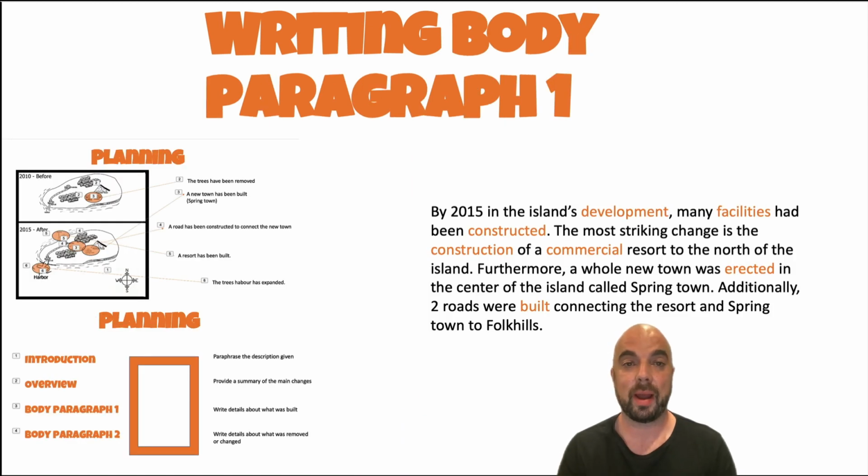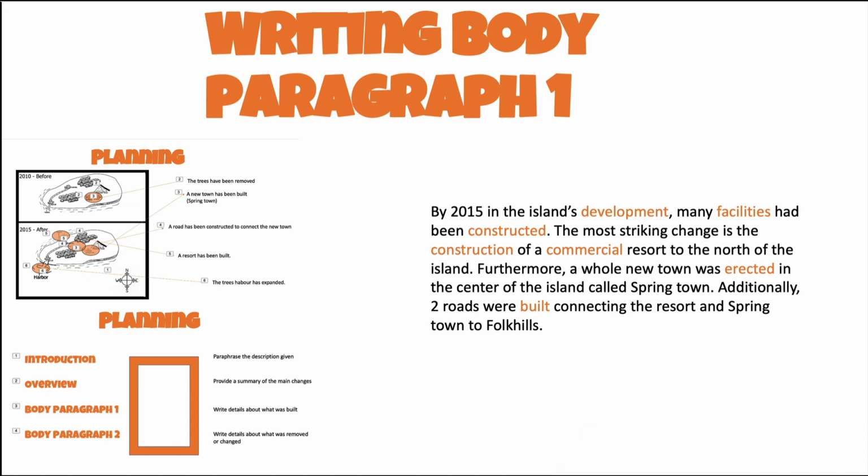Now we move on to the body paragraphs. So body paragraph 1, if we look at our planning, we can see that we need to write about what was built, and that is the resort, the new town, and a road. So using our vocabulary that I discussed earlier and our plan of what we need to talk about, we can start to construct our first body paragraph.